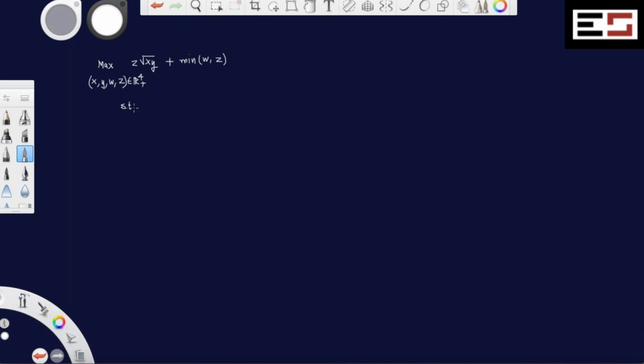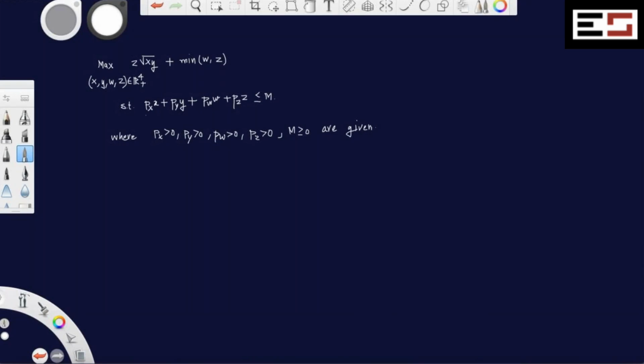Subject to the budget constraint, which is pxx plus pyy plus pww plus pzz less than or equal to m. Where these prices are given. So px is given, py is given, pw is given, and pz is given. And income is also given. So you want to solve this problem.